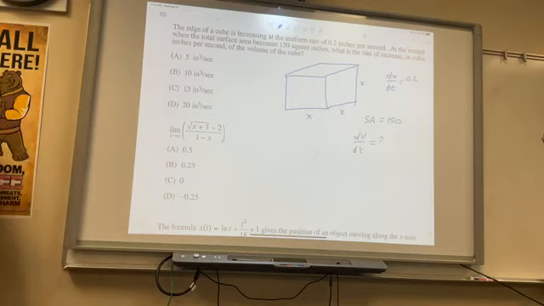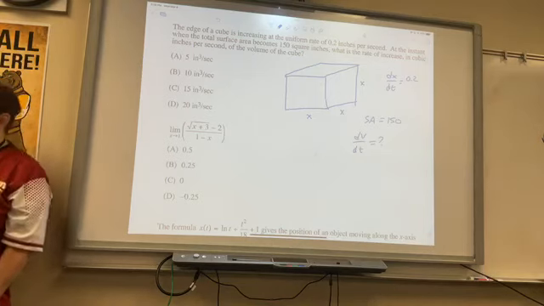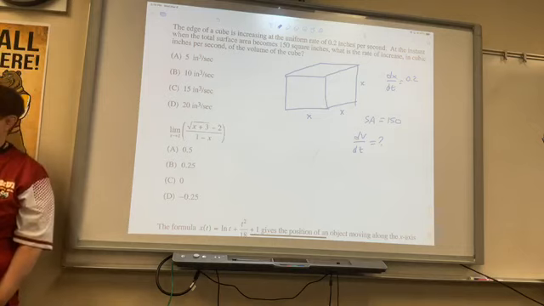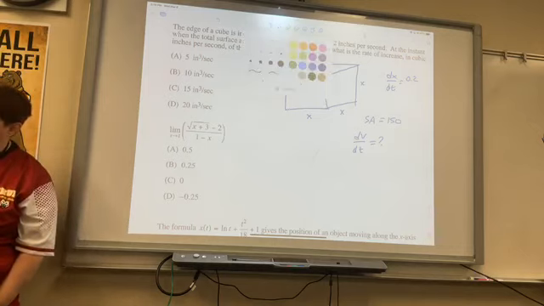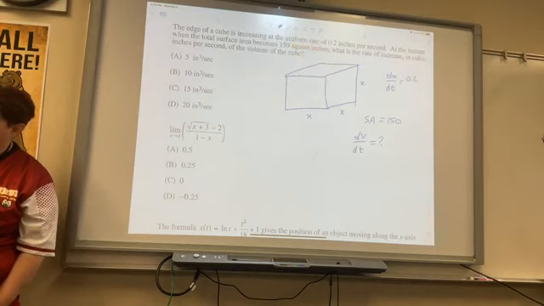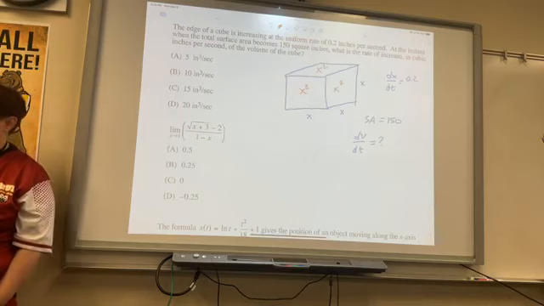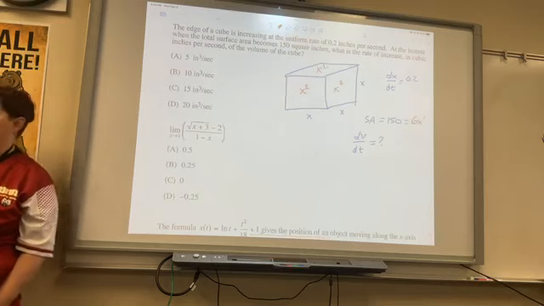This is a little tricky. Surface area is a little annoying. Can you guys tell me what's the surface area of this cube? Surface area is x squared. Volume would be x to the third. Each side is x squared and it's 6 sides, so it's 6x squared.